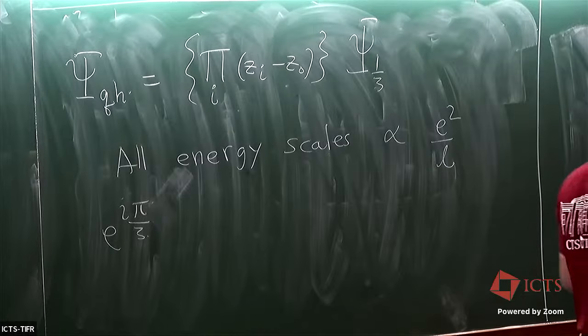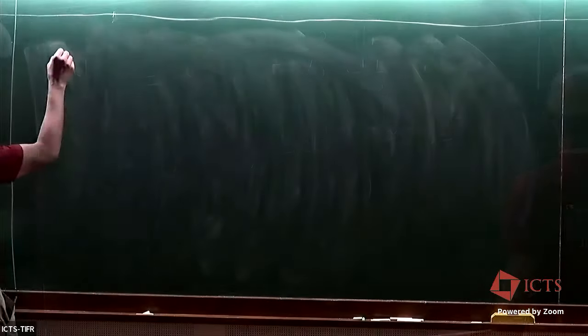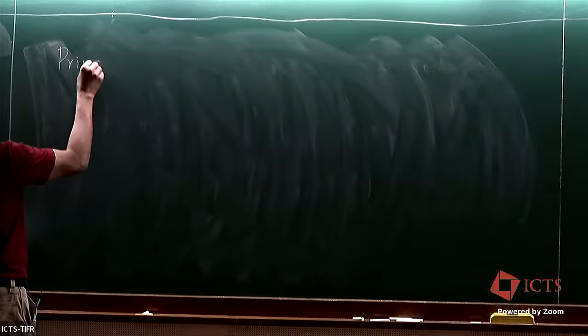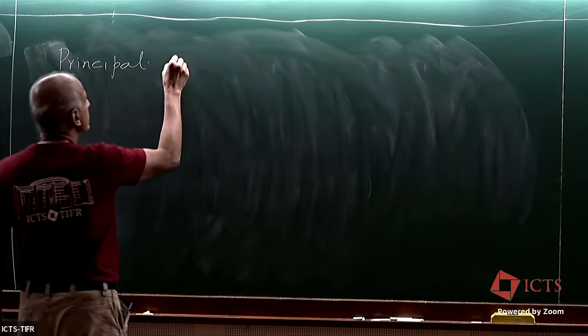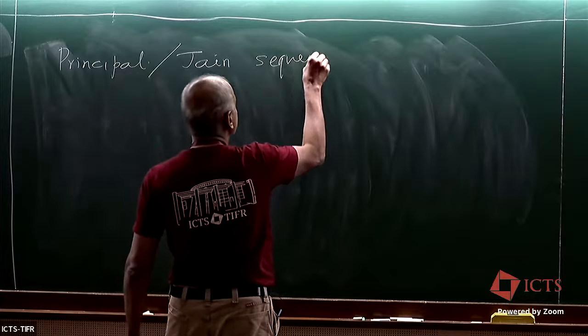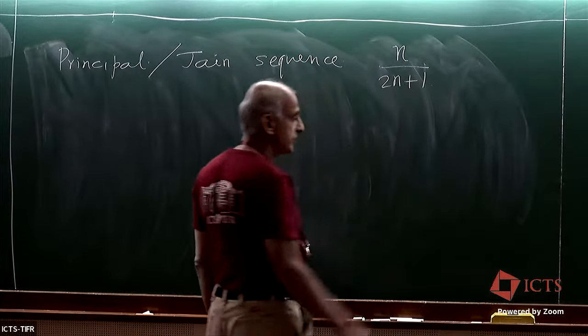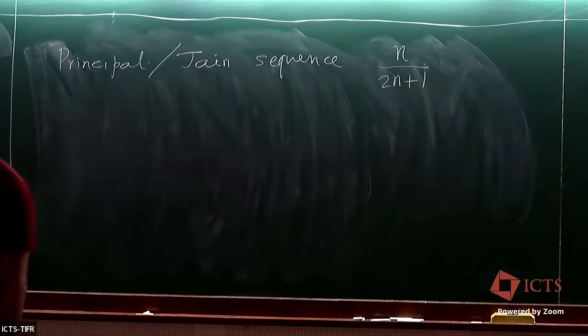So we certainly understood one category of states. But there are many other states. There's this whole so-called principal sequence or the Jain sequence, and that's n over 2n plus 1. Let's just confine ourselves to this. So what about these states?